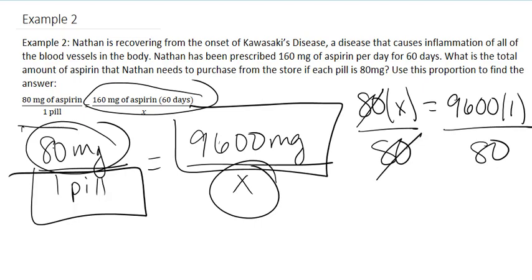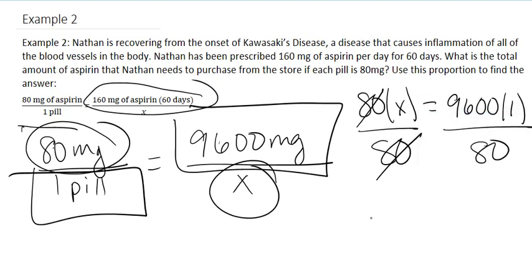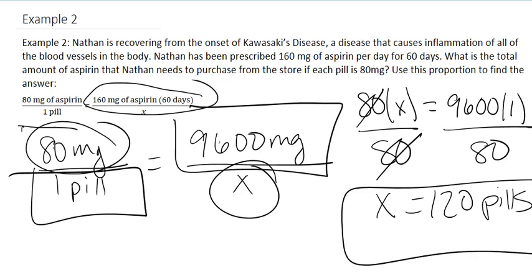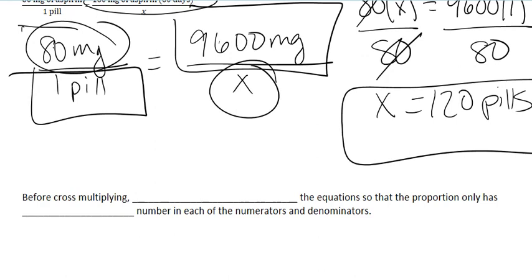So x is equal to 9,600 divided by 80 to give us 120. And we'll need to label it so we know what exactly x is. So remember, before cross multiplying, simplify the equation so that the proportion only has one number in each of the numerators and denominators.